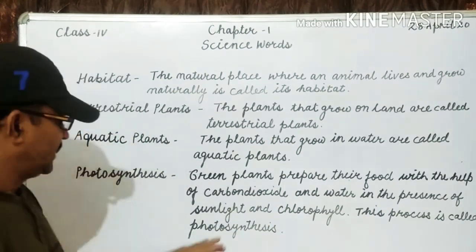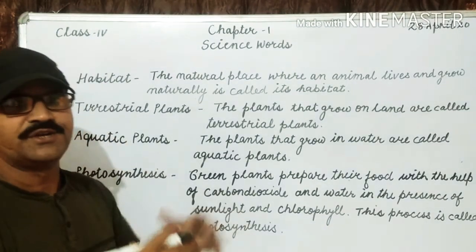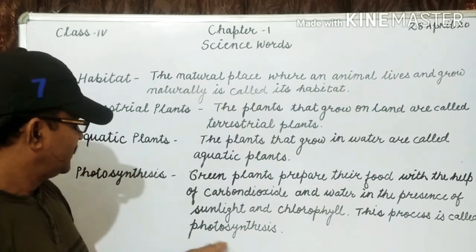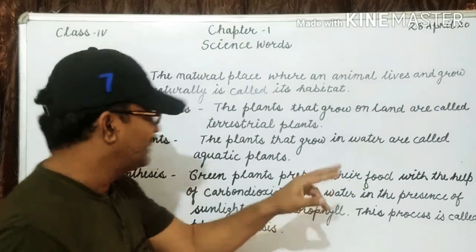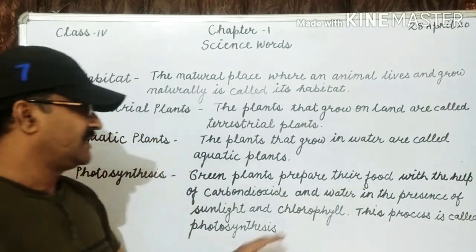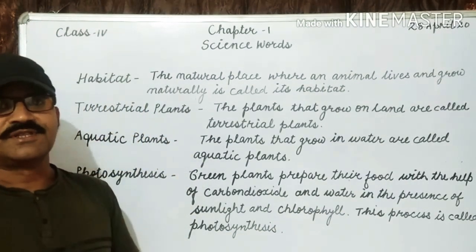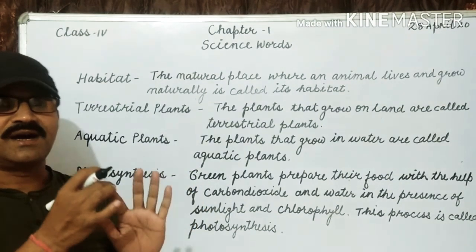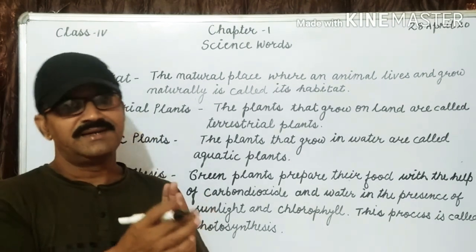Clear it? Photo means light, and synthesis means putting together. These things put together to prepare their food, that is called the photosynthesis. Green plants prepare their food with the help of carbon dioxide and water in the presence of sunlight and chlorophyll. This process is called the photosynthesis. During the photosynthesis, four raw materials are needed. These raw materials are carbon dioxide, water, chlorophyll and sunlight.